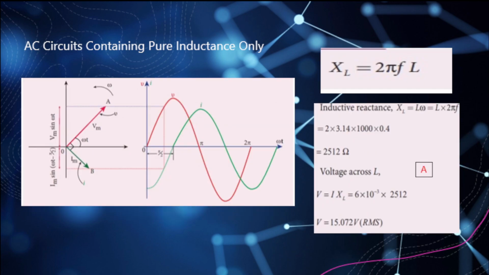Now, moving on in our theory, in case of an AC circuit containing pure inductance only, the current lags behind the applied voltage by an angle of pi divided by 2, or 90 degrees. And the power factor of the circuit is lagging.